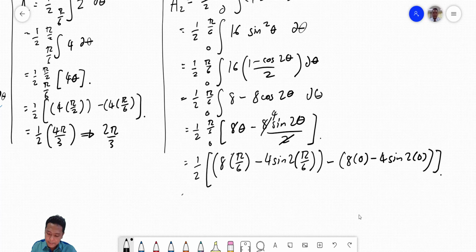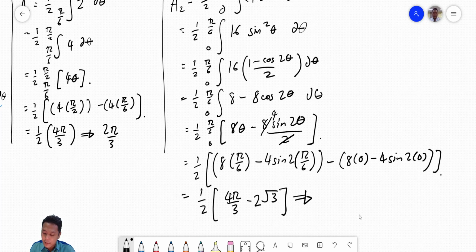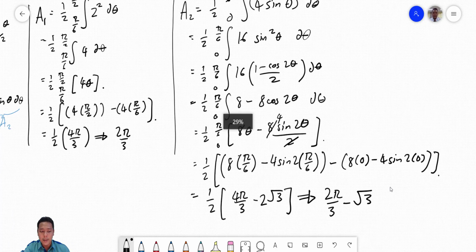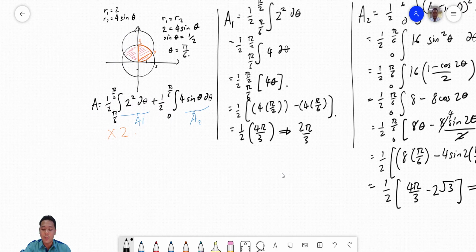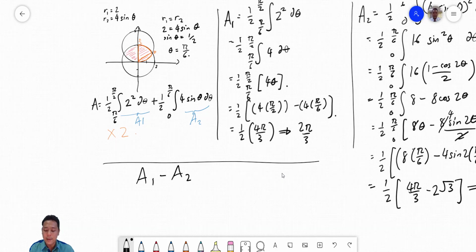So it will become half, 4 pi over 3 minus 2 square root 3 minus 0, so you can ignore that one, and it becomes 4 pi over 6, 2 pi over 3 minus square root 3. We already get A1 and we already get A2. So let's go back to the initial one. A1 minus A2, and then you multiply by 2.